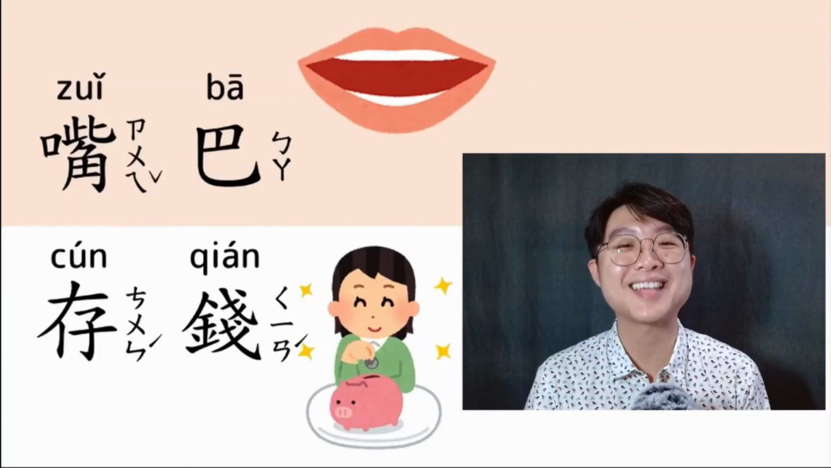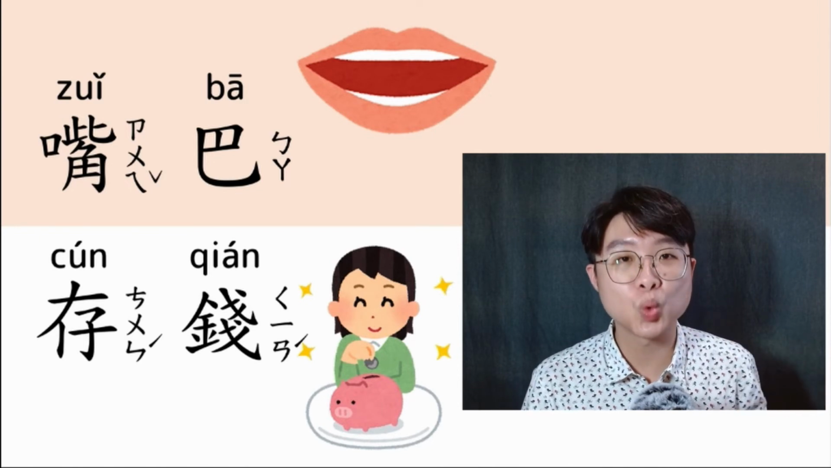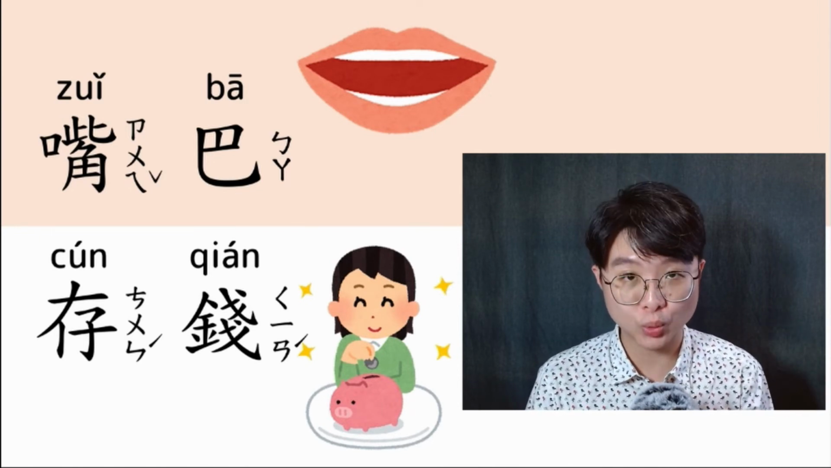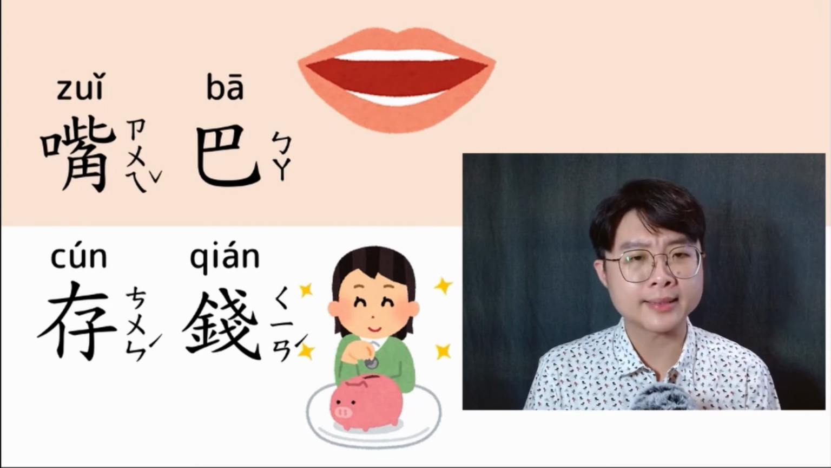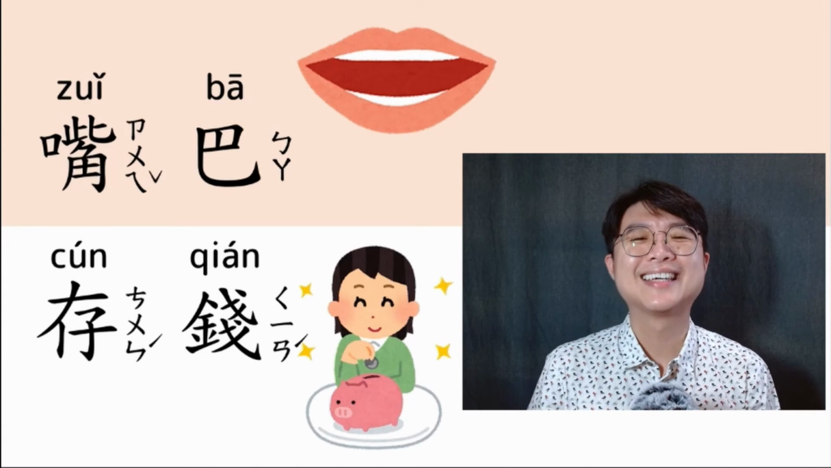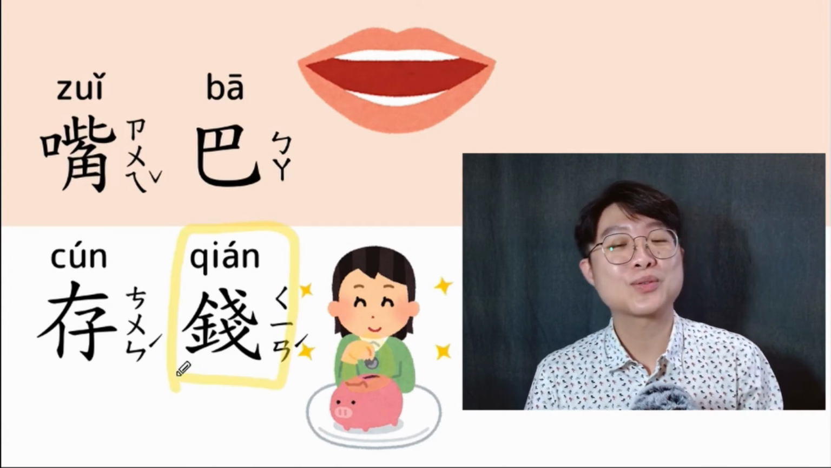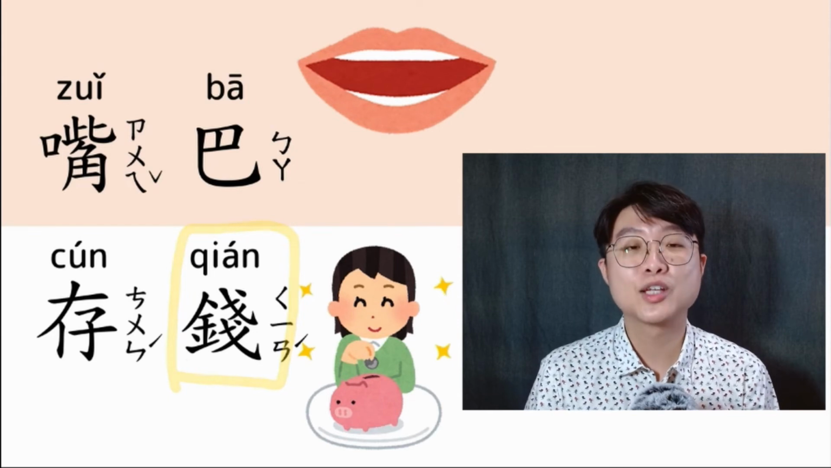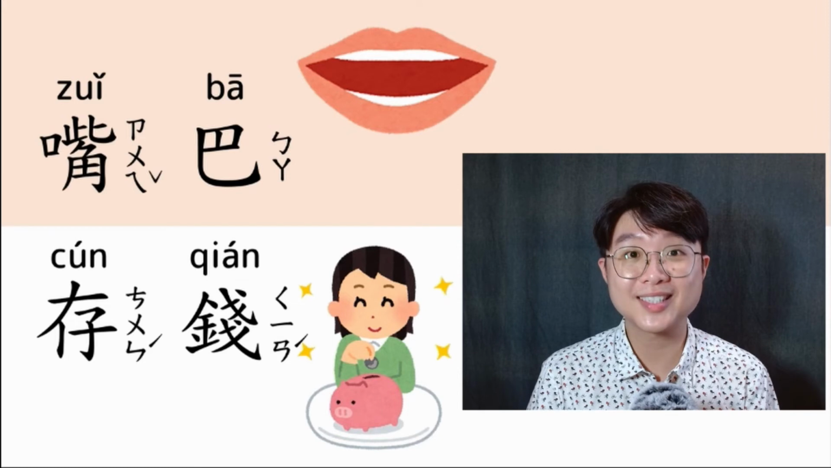Now we have an example here. How do you call this? 嘴巴, 嘴巴. If you want to save some money, yes, how to say money? 钱, 钱. So save money, we say 存钱, 存钱.